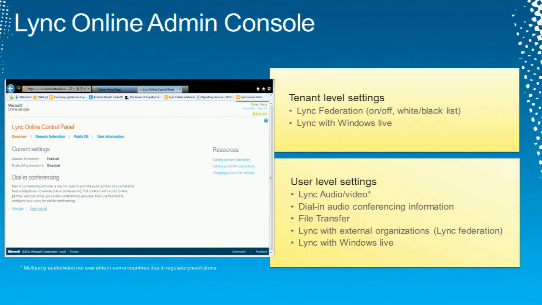And then user level settings are here. You can enable per user whether to use Lync audio and video, dial-in audio conferencing information like I just described, file transfer on or off, and again, the federation and Windows Live on a per user setting. So, for example, if you didn't want your CEO to be able to federate and people to federate with him, you can set that on a per user basis.